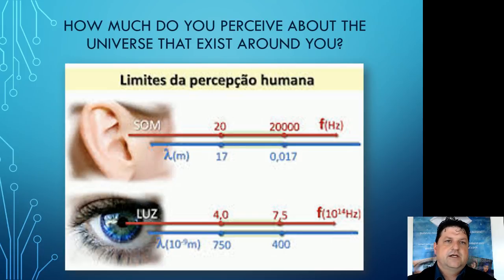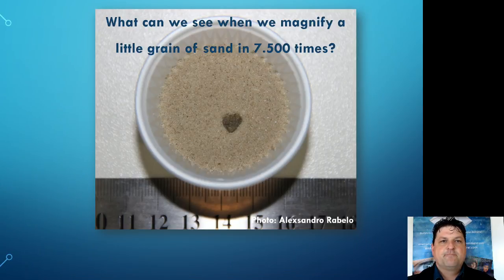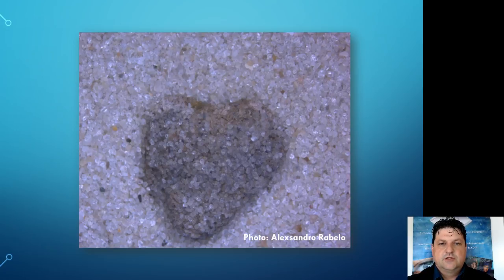So the first question is, how much do you perceive about the universe that exists around you? This image shows us that the sound and the visual things that we can see are very little compared with the whole that is around us. As an example, I would like to show you what we can see when we magnify a little grain of sand 7,500 times.